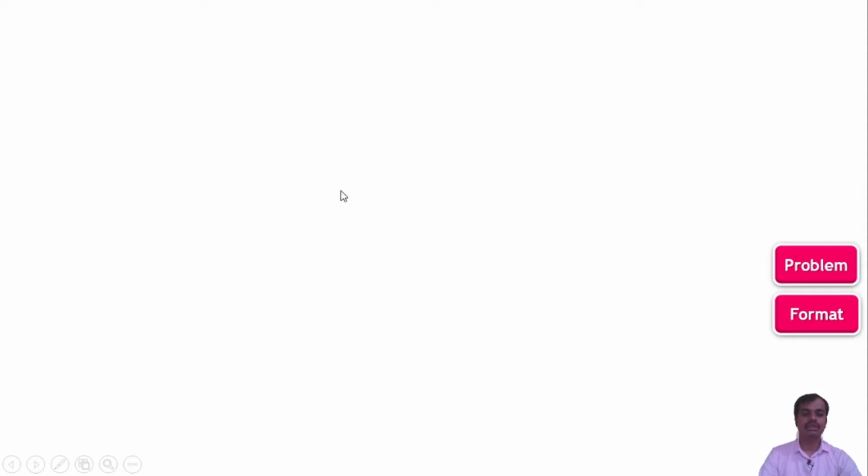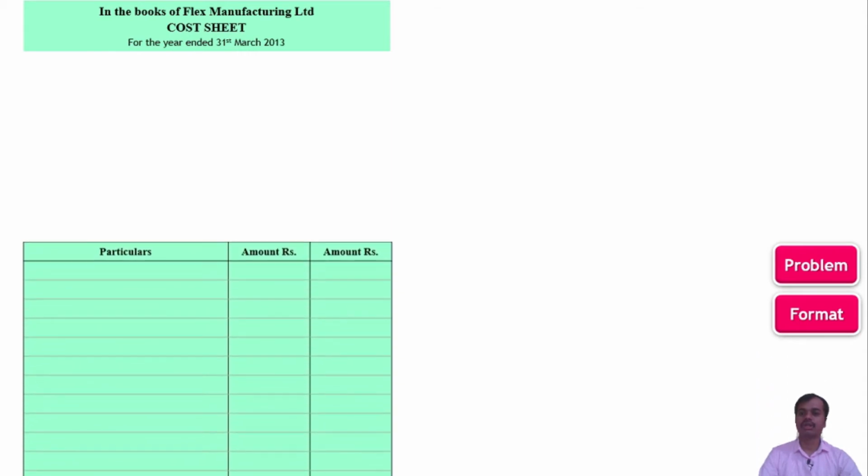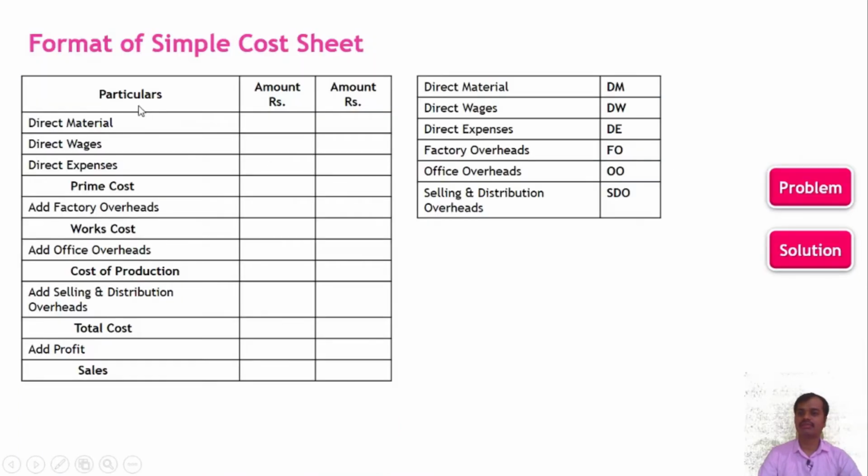First, you have to write the name of the organization or company, as in the books of Flex Manufacturing Limited. Next, we have to write cost sheet, or you can write statement of cost. Next, we have to give the period for which we are going to prepare the cost sheet, and then we have to prepare the format of cost sheet, means 3 columns: particulars, amount rupees, amount rupees.